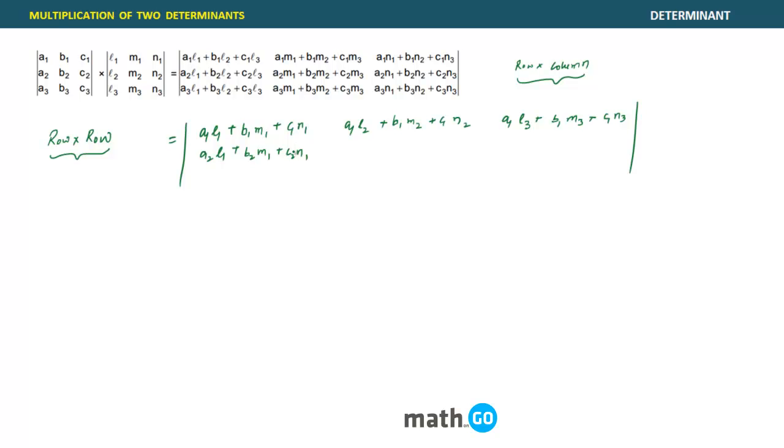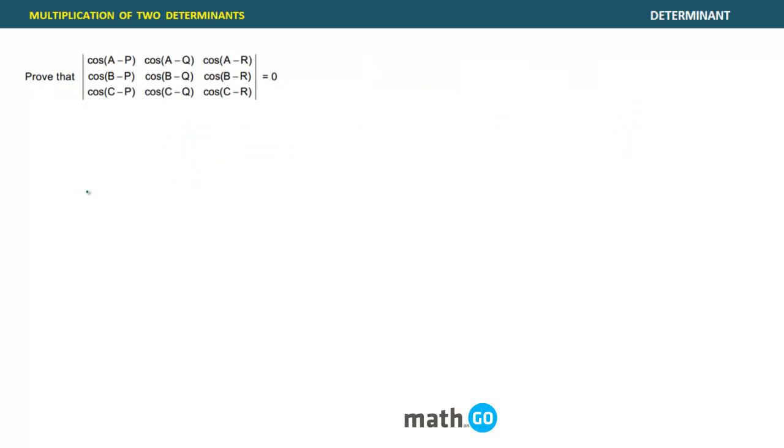Now let's see its application in a question straight away. This property is effectively used in entrance examinations because it reduces the calculation of the question, and in 99% of the cases the answer comes out to be 0. For example, I have taken this particular question where you want to prove that the value of this determinant will be equal to 0.